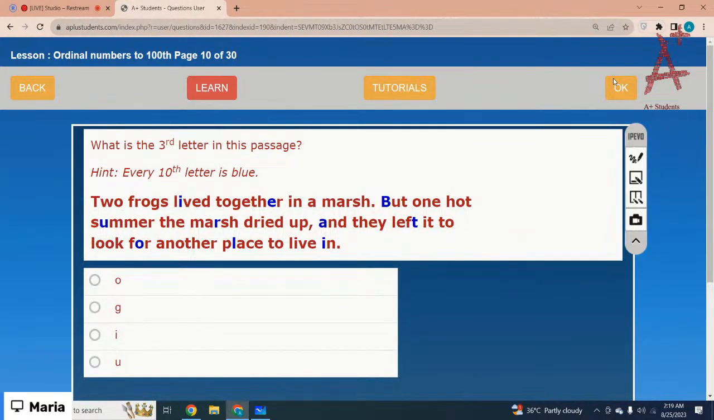What is the third letter in the passage? Which is the correct option? Third letter is O, right? The correct option is O.